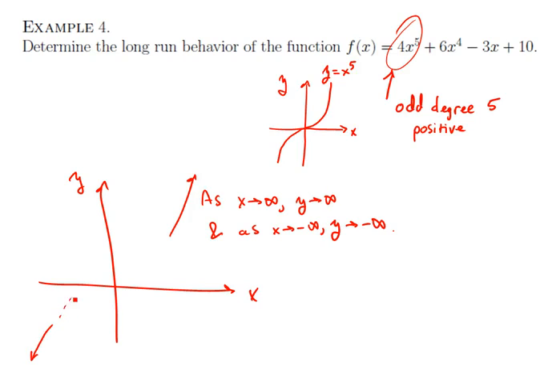Now in between, what happens? We don't know yet. What happens in between, the intercepts, the turning points, the maximums, and the minimums? Those are all questions of short-run behavior, and we'll be answering those kinds of questions a little bit later. For the long-run behavior, that's what's going on out here as you head off to positive infinity or negative infinity.